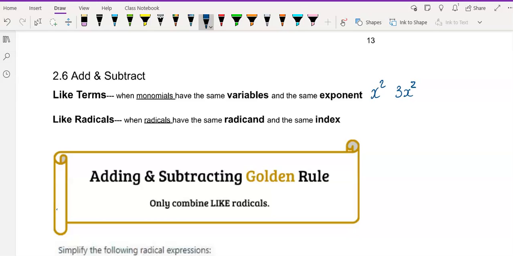Okay, welcome to 2.6. Hopefully you're able to reduce your radicals, simplify your radicals like a boss, and now we can do the next thing with them.